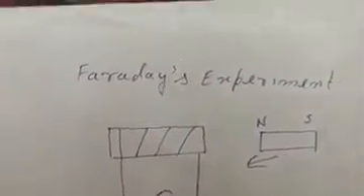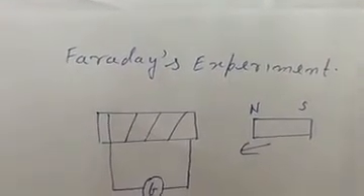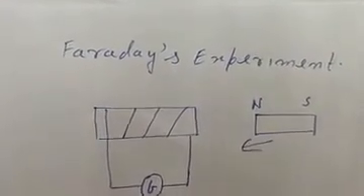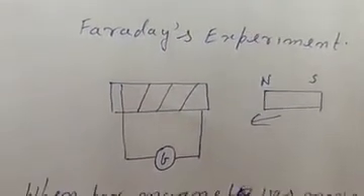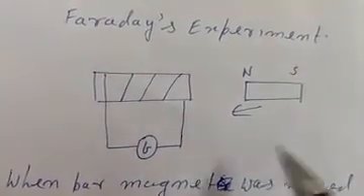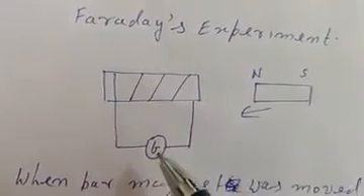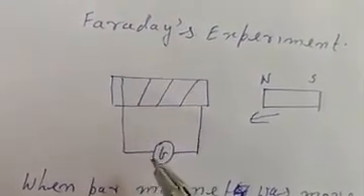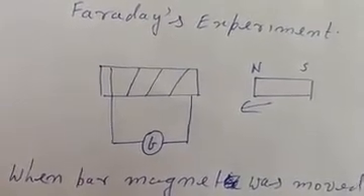Now we will discuss Faraday's experiments. I am discussing a few experiments. These experiments were conducted by Faraday and Henry. Out of these, one experiment: this is a coil, and a galvanometer is attached with this coil. A galvanometer is a device to detect current.